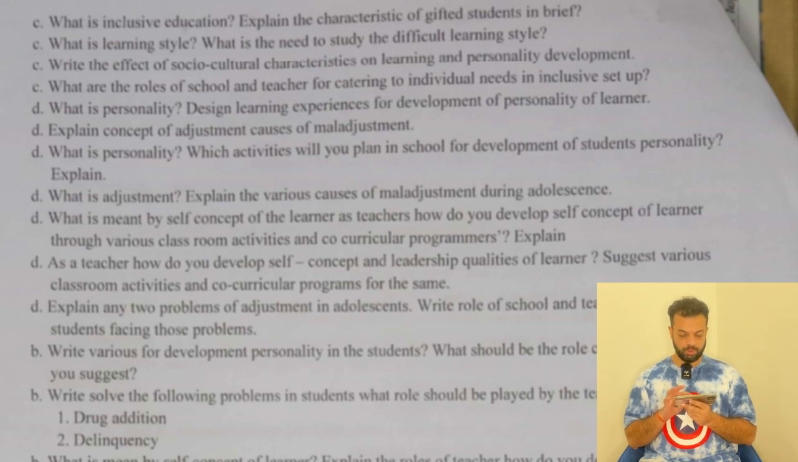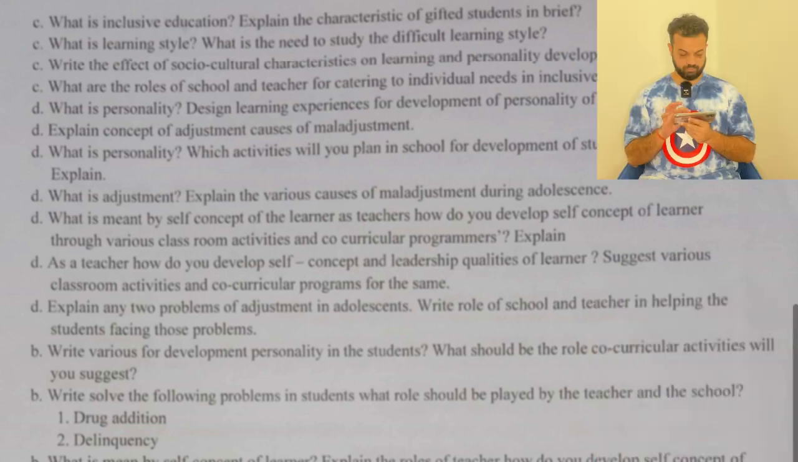As a teacher, how do you develop self-concept and leadership qualities of learner? Suggest various classroom activities and co-curricular programs for the same. Explain any two problems for adjustment of adolescents. Write role of school teacher in helping the students facing their problems. Write various activities for development of personalities in students. What co-curricular activity will you suggest?